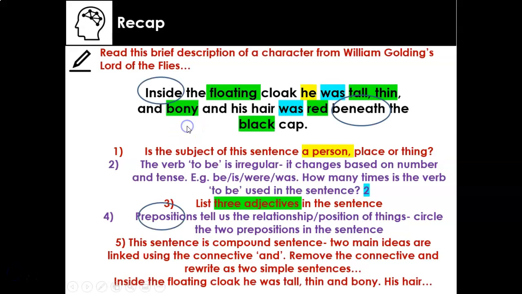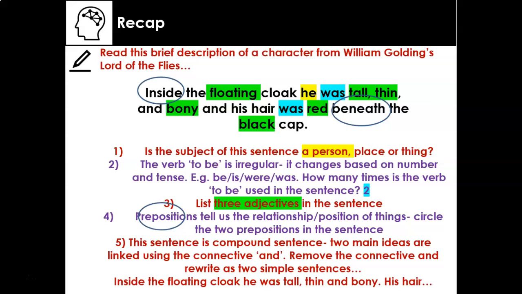Let's have the big reveal. Okay, so lots of things going on. So is the subject of this sentence a person, place, or thing? So we've got this first indicator, he. So he's nameless. We're only introduced to the subject of the sentence using the pronoun he, but it's telling us that this is about a person, and more specifically, a male. And if you know anything about William Golding's beautiful book, Lord of the Flies, it's a boy.